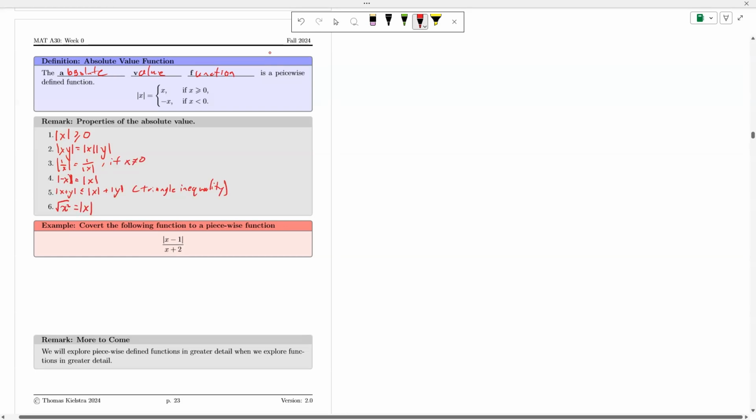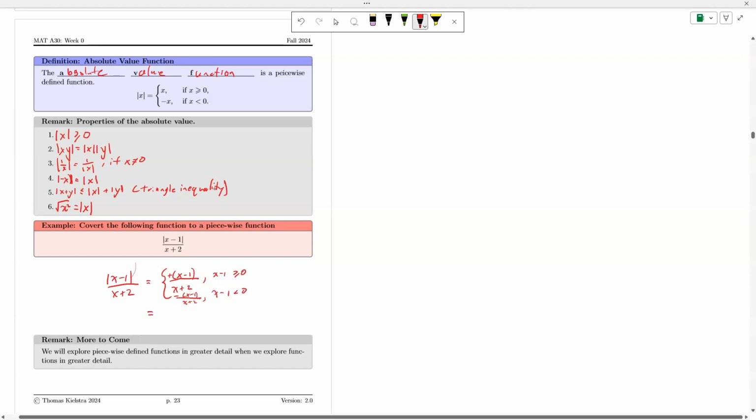First thing we're going to do is convert the following function into a piecewise function. To do this, we do 2 steps, or at least I like to do 2 steps. I like to use this definition to update the function and then adjust the bounds appropriately. So the absolute value of (x minus 1) over (x plus 2) equals plus (x minus 1) over (x plus 2) if x minus 1 is greater than or equal to 0, and minus (x minus 1) over (x plus 2) if x minus 1 is less than 0.